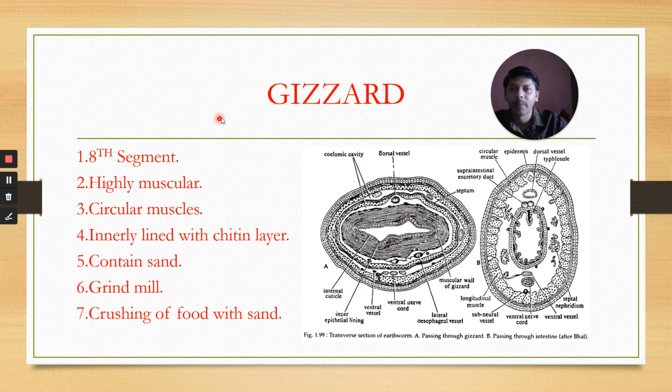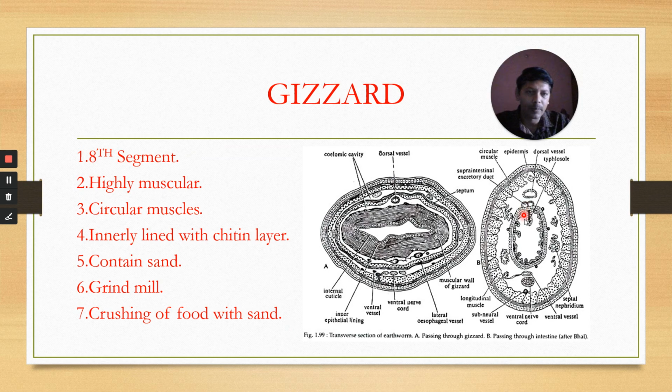Okay, a very important part, the gizzard. Where is it? In the eighth segment. It is highly muscular. What type of muscles are present here? Circular muscles, and internally there is a chitin layer, and it contains sand. It acts as a grinding mill. The function is crushing of food with sand.